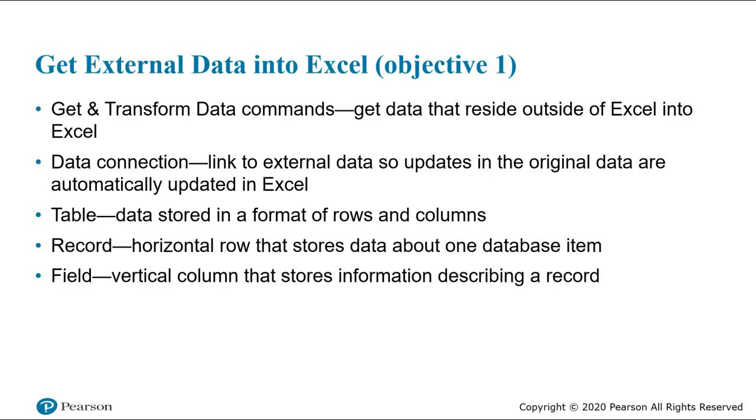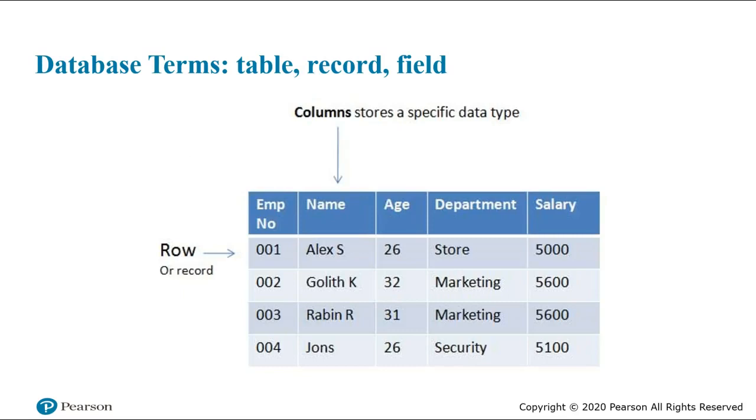And there are three terms that are very common when we talk about databases, and they are table, record, and field. Now, a table is defined as data stored in a format of rows and columns. A record is a horizontal row that stores all the data about one database item, and a field is a vertical column that stores information that describes a record.